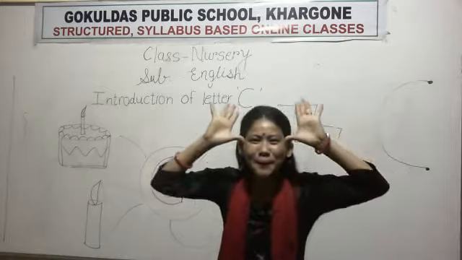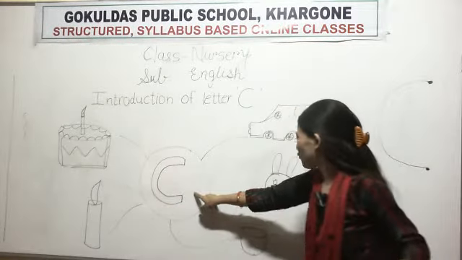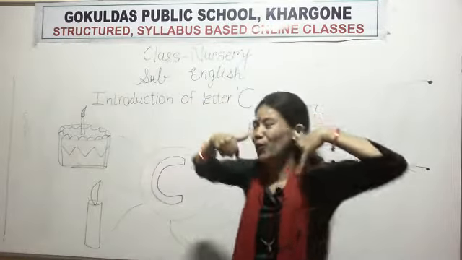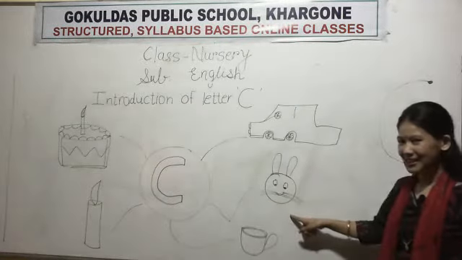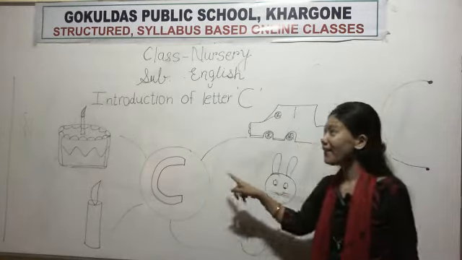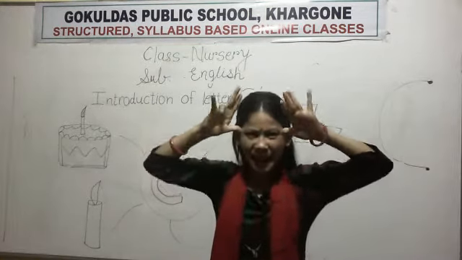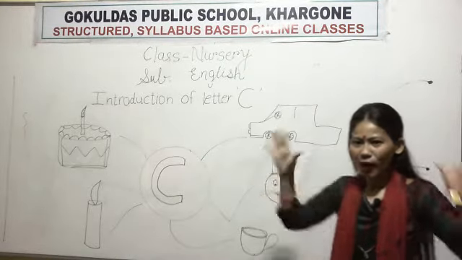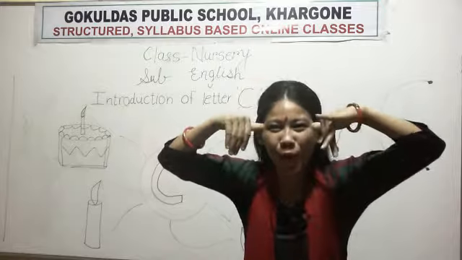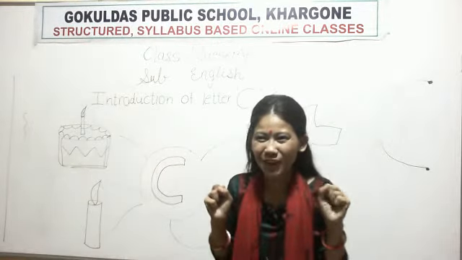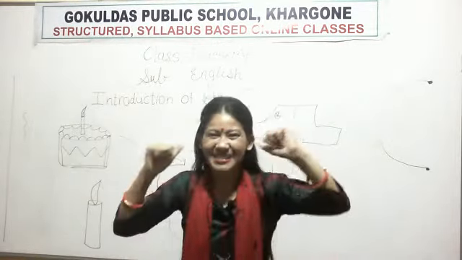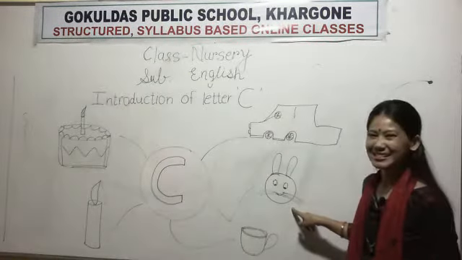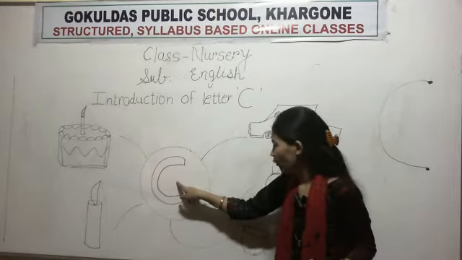Cat. Meow. C for cat. Say meow. C for cat. Meow. Okay. C for cat. Meow meow. Cat will eat you. Meow. C for cat. Okay. Now C for, what is this?